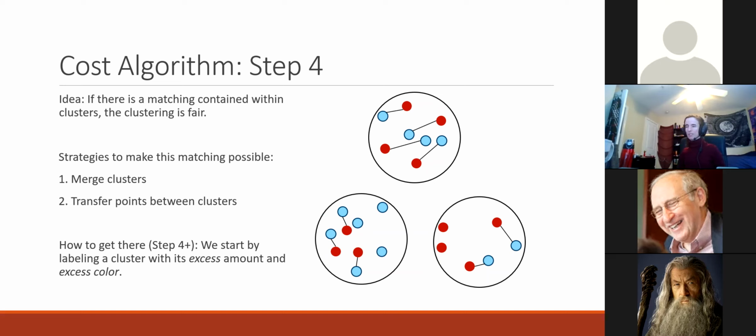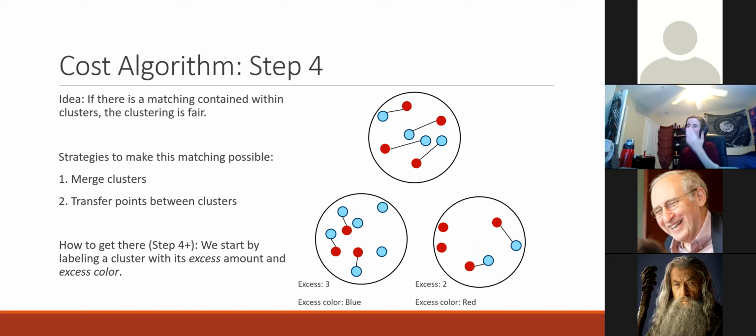Step 4 specifically is going to be just a very simple step where we're setting up for the merge and transfer process. So all we're going to do is label the number of what we call excess nodes in the clusters, and we're going to label the excess color. So what I mean by that is, look at the cluster on the left, try to do your perfect matching. There will only be one remaining color, which is blue in this case. So the excess color is blue.